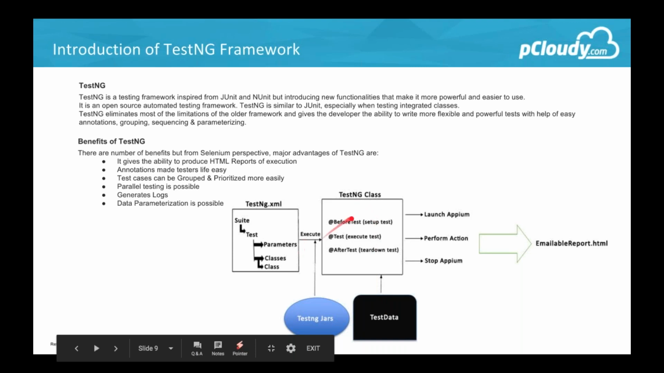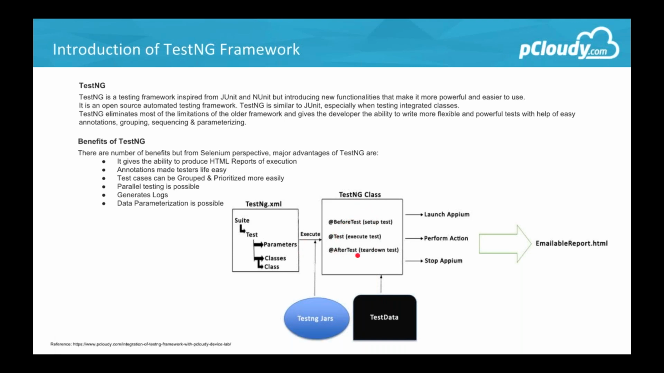Then inside each class, there's one before test and after test. In before test, we can say launch Appium or launch the Selenium WebDriver browser. In test, I can perform the actions, perform my clicks, type text, get text, and everything. And then in after test, we can stop the Appium instance or tear down the browser instance. And what you get are HTML reports that can be emailed.